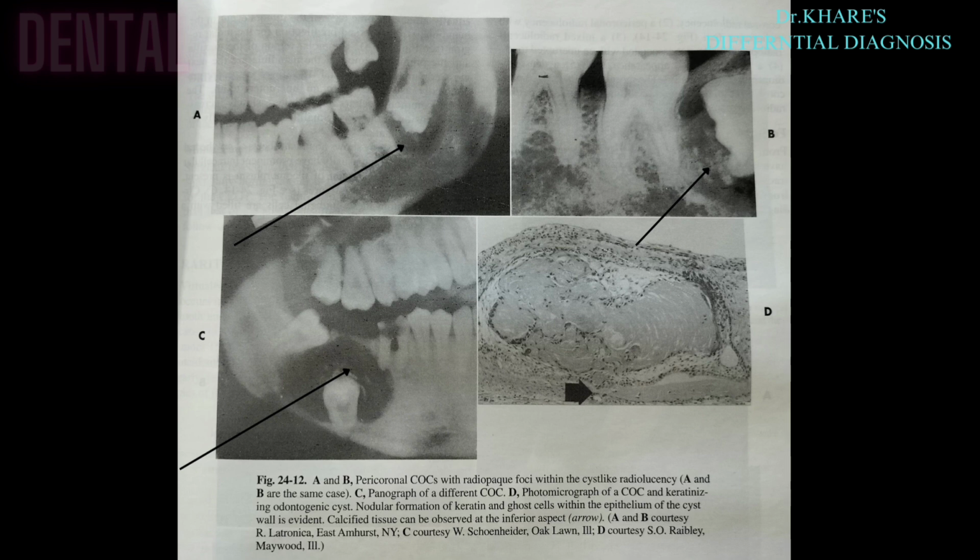These are pictures showing pericoronal calcifying odontogenic cyst with radiopaque foci within the cyst-like radiolucency. Radiographs A and B are of the same case. Radiograph C is a panograph of a different COC, while picture D is a photomicrograph of a COC and a keratinizing odontogenic cyst. Nodular formation of keratin and ghost cells within the epithelium of the cyst wall is evident. Calcified tissue can be observed at the inferior aspect, shown by the arrow.